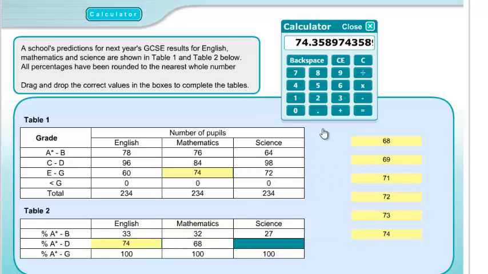For the final one, it's the same procedure. Let's cancel that on the calculator. We've got 64 plus 98 equals 162, divide by 234, times once again by 100 to make it a percent, and we've got 69.2, but we'll round that once again to a whole number. 69% is the answer. If you make a mistake in a question like this, you can always drag it back out again and try again, but we didn't make a mistake, so that's our final answer.